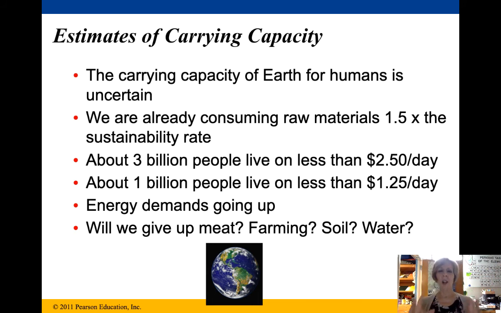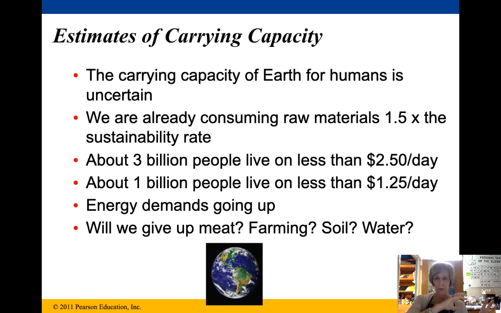So I want to talk a little bit about the carrying capacity of the Earth. What is the carrying capacity of the Earth? What population can we hold? We're already consuming raw materials at 1.5 times the sustainability rate. And the energy demands are just going up.